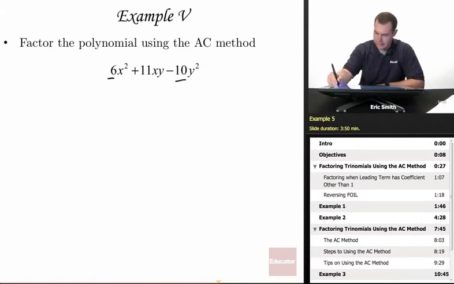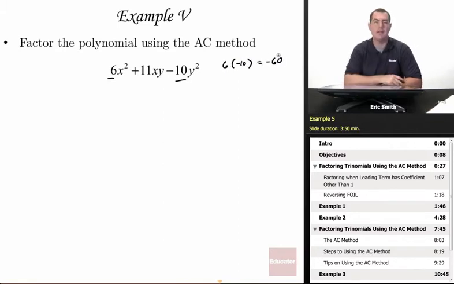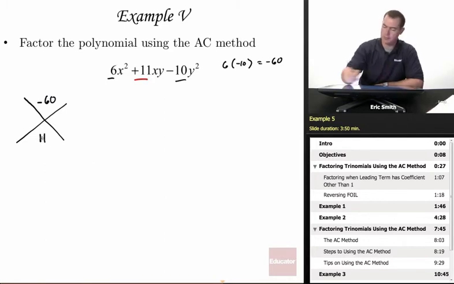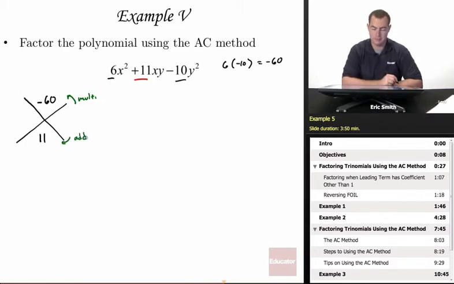So I will multiply the a and c terms together. So 6 multiplied by a negative 10. That will give us a negative 60. So we need two numbers that will multiply to be negative 60, but add to be 11. Let's draw our box to help us out. So negative 60, positive 11. They need to multiply to give us that negative 60 and add to be the 11.